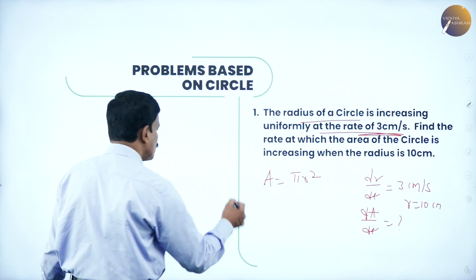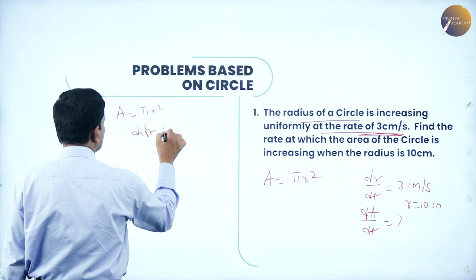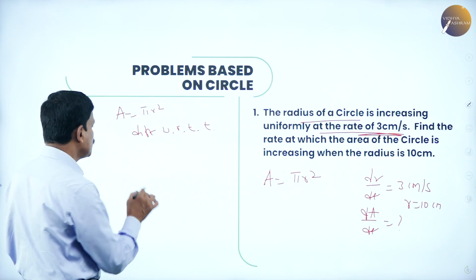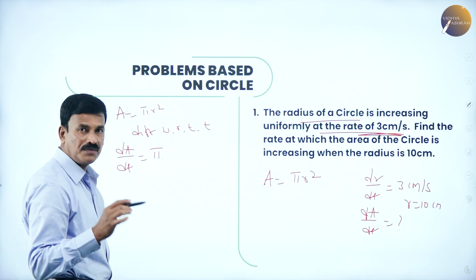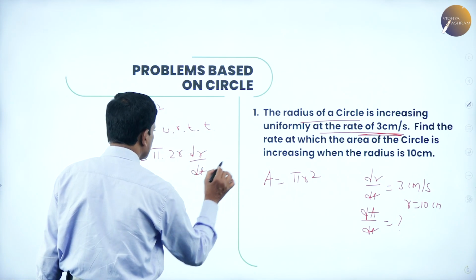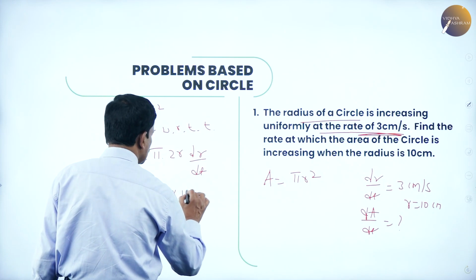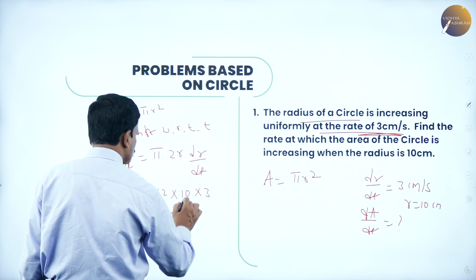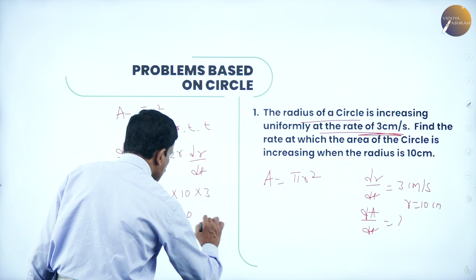Okay. Now what is given? Area is equal to pi r square. Differentiate with respect to t. What is required to find is dA by dt. dA by dt is equal to pi into, we are differentiating r square with respect to t, therefore this is 2r into dr by dt. Now substitute the values. Pi into 2 into r is 10 centimeters and dr by dt is equal to 3 centimeters. That is pi into 10 into 3 is 30, into 2 is 60. So this is equal to 60 pi.